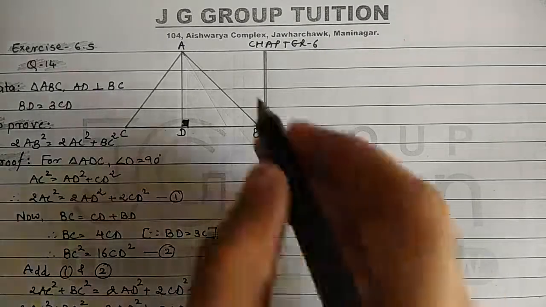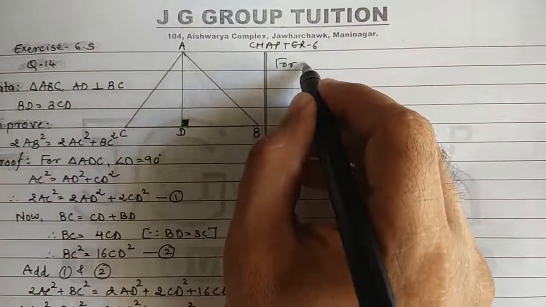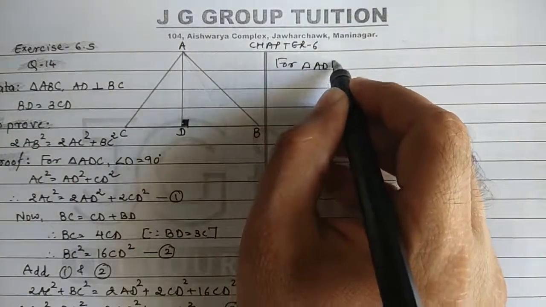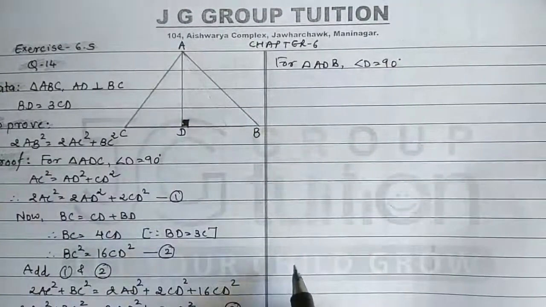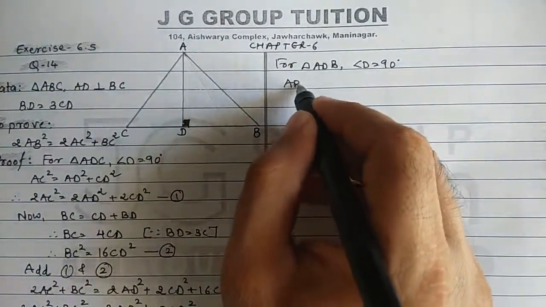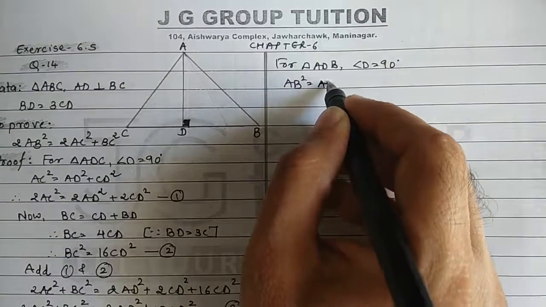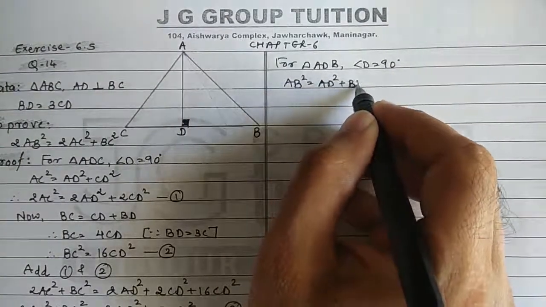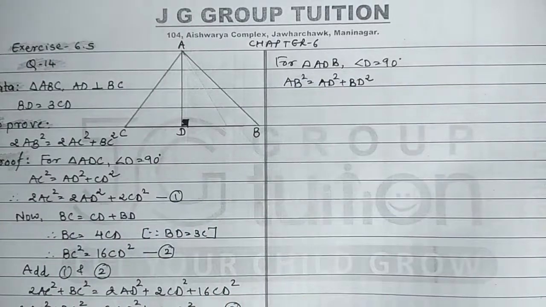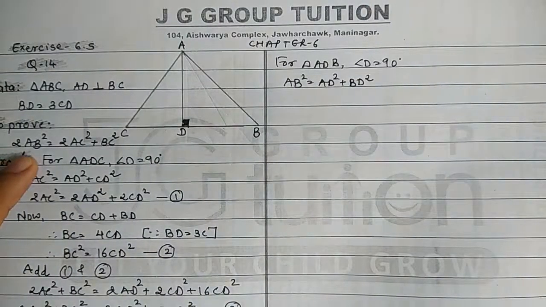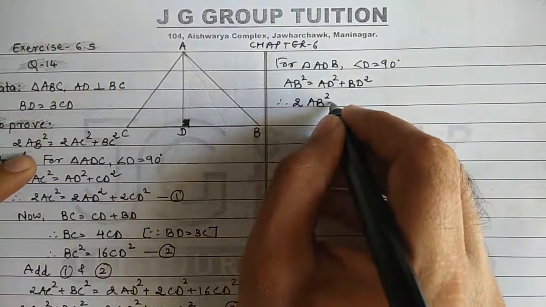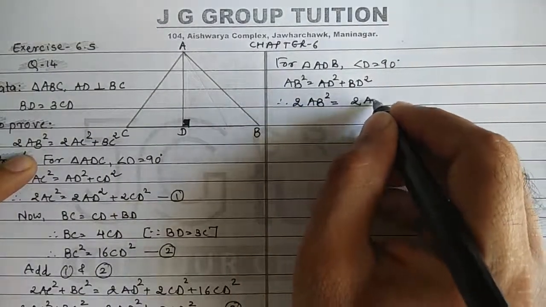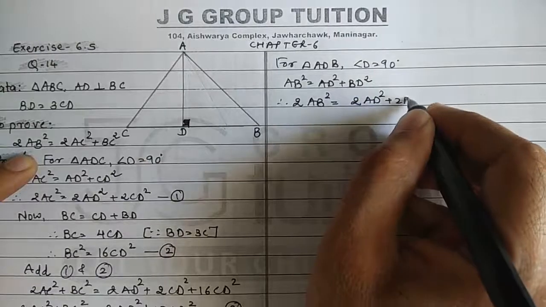Again, you can see that for triangle ADB, angle D is given as right angle. So we'll use Pythagoras. So AB square is equal to AD square plus BD square. As I told you previously, we required 2AB square, so we will multiply the equation with 2. So 2AB square is equal to 2AD square plus 2BD square.